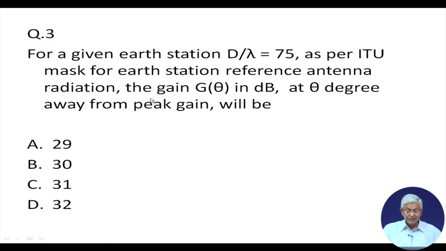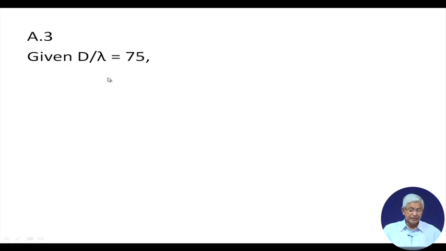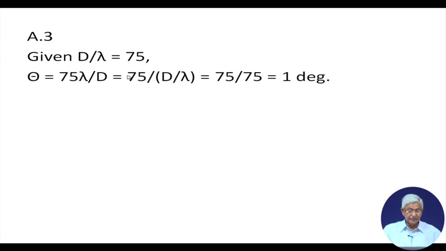You remember I said that ITU has given a mask for the antenna radiation pattern from the ground, so that radiation does not spread too much along the geostationary arc, so that we can place satellites at a distance away. So, to limit the interference they have given a mask. That mask is G theta here. As you go away from the peak gain, G theta should fall, the gain should fall. Here D by lambda is 75, which is given.